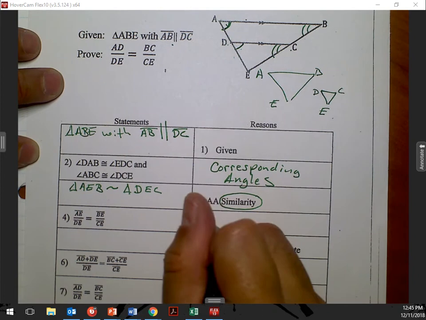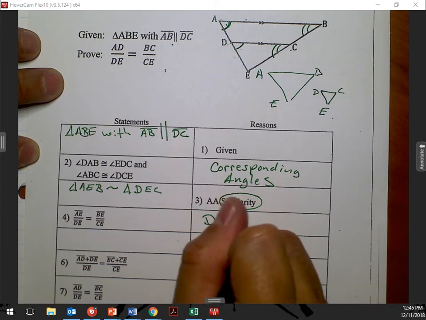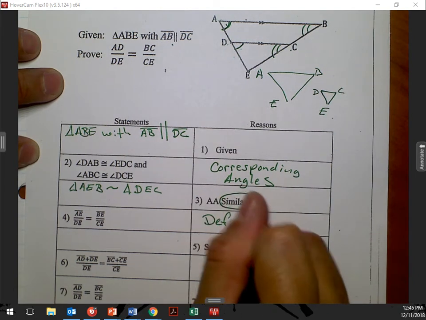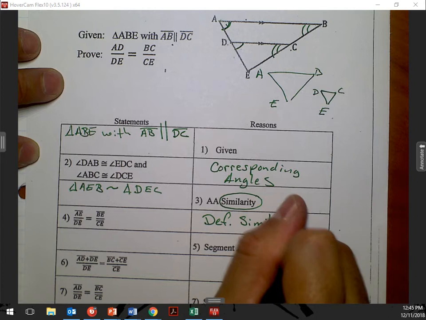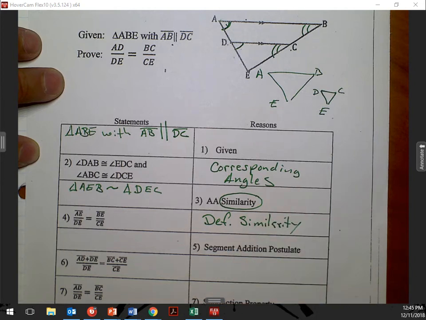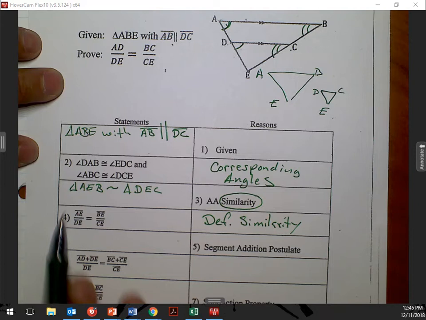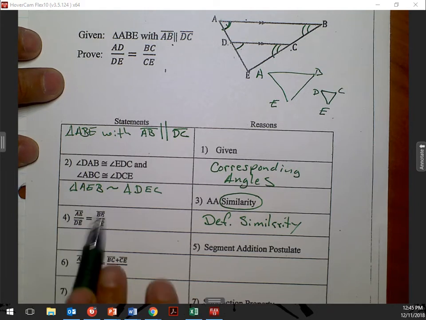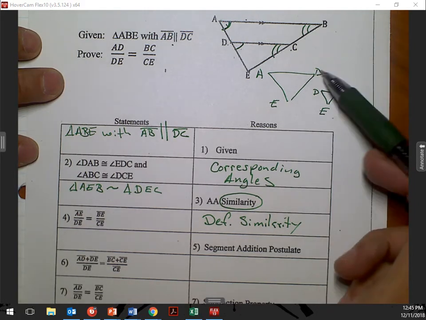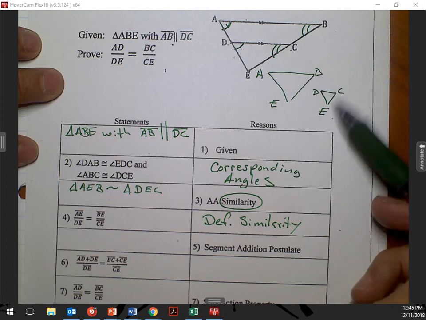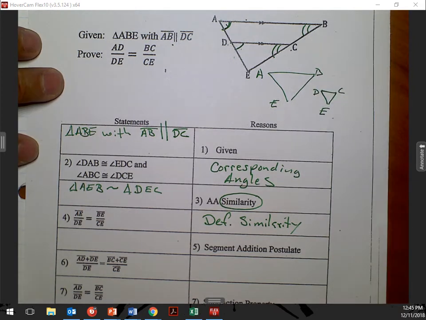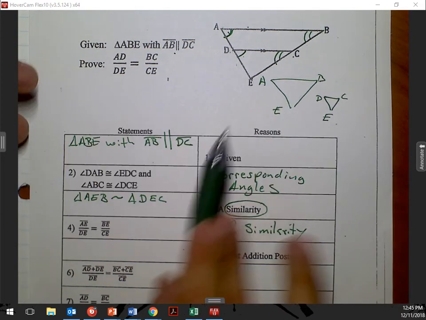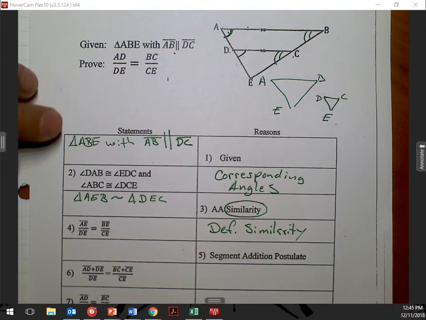Okay, so this is going to be the definition of similarity. It's for notation. That's what we're writing on it. This is where the notation comes from: these two pieces are similar to each other, and BE right here is similar to this one right here. If they're similar, they're going to have the same scale factor. They're going to be in proportion to each other.